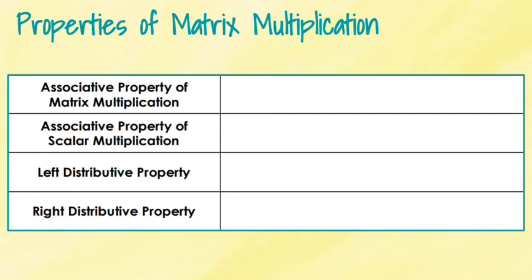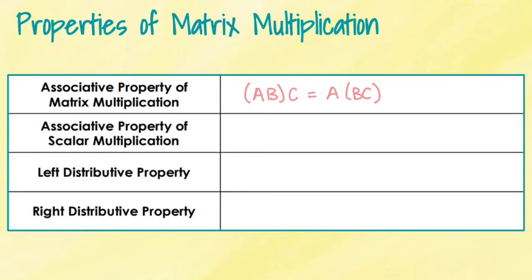So the associative property of matrix multiplication tells us that if we have AB times C, this will equal A times BC. Okay, so if you have 3 different matrices and you keep them in the same order, but move around which ones you multiply first, that should still give you the same answer. But notice these stay in the same order.